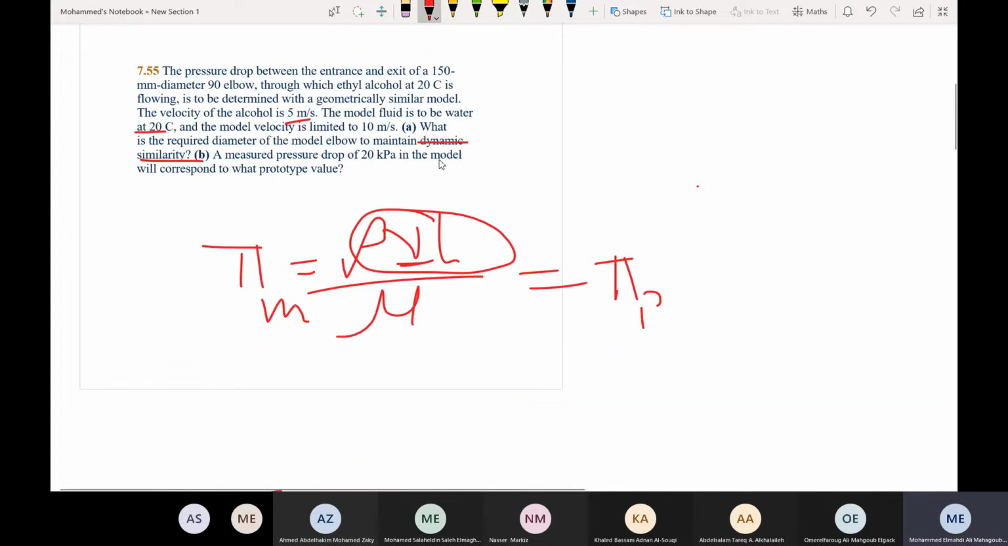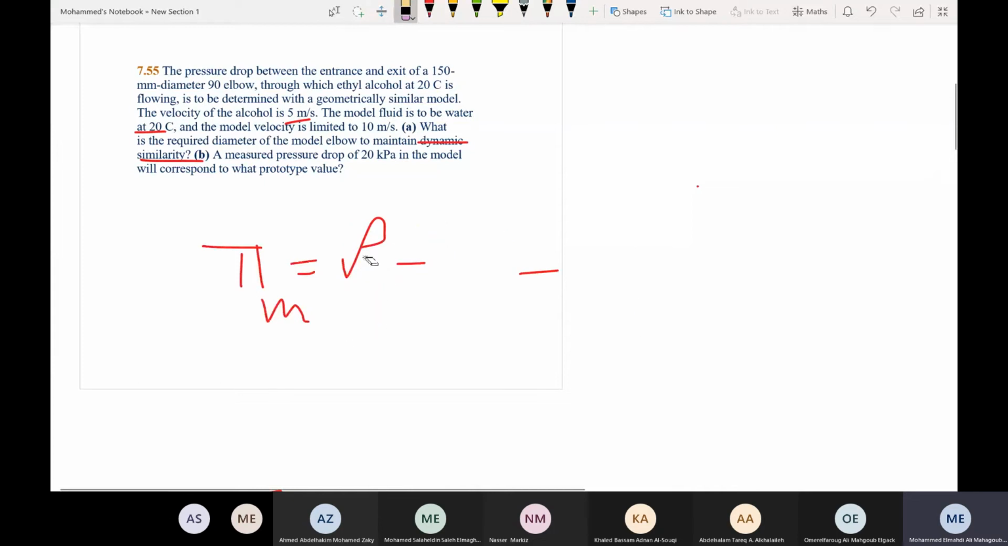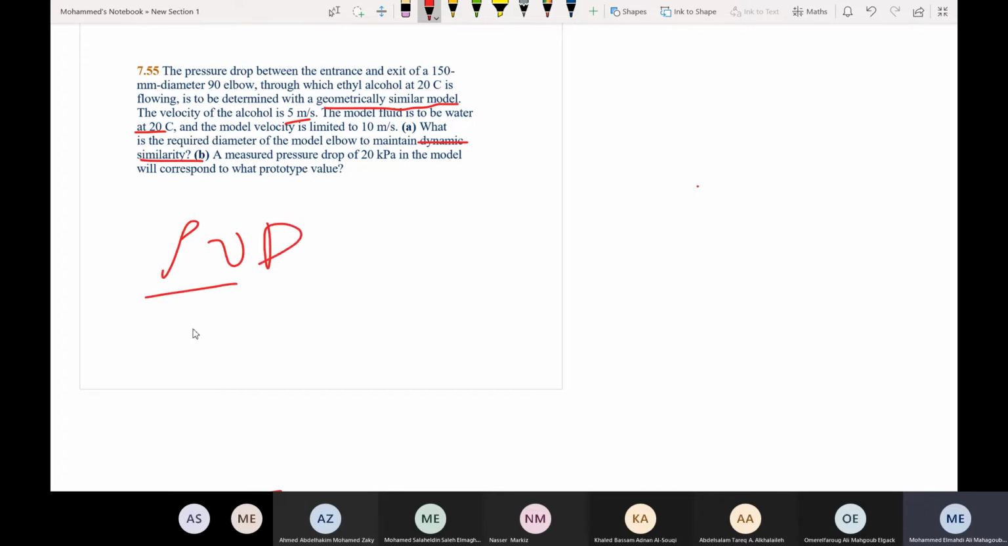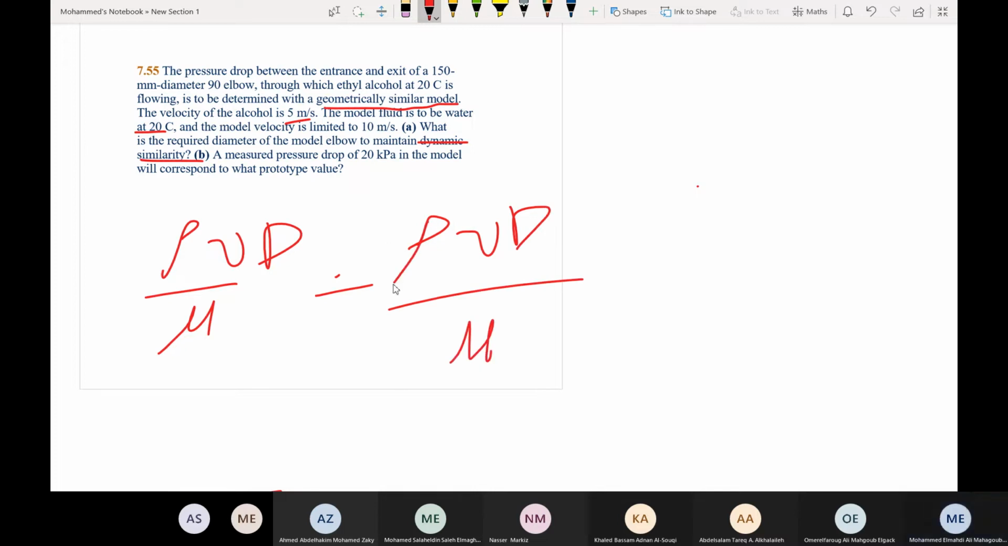Let's see the pi of our model and the pi of our prototype, and equate them to find the required diameter. The scale is geometrically similar, so L is equal to L, or D is equal to D. Of course, it is an internal flow, so the Reynolds number is rho V D over mu for the model, equal to rho V D over mu for the prototype.